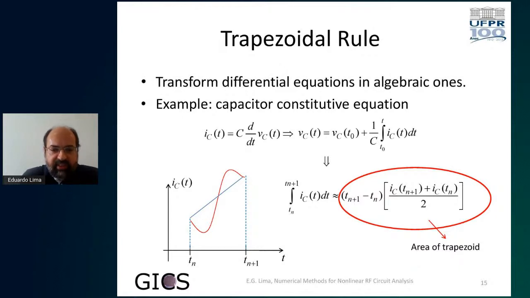In this slide, it is shown an example of how to use the trapezoidal rule in the capacitor differential equation. To that purpose, first, the capacitor differential equation is rearranged in the integral form. Then, the integral of the capacitor current from time t0 to time t, or time tn to time tn plus 1, is approximated by the area of a trapezoid, as circled in red.